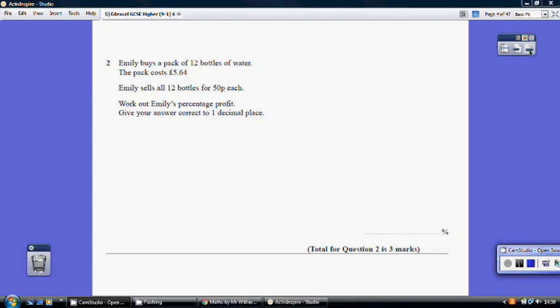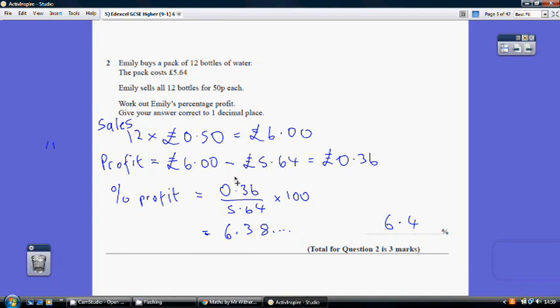Question 2. So I start off by working out what the profit is. So to work out the profit, I need to have my total sales value and take away my costs. So how much money did I make? Well, I sold my 12 bottles at 50p each. £0.50. So 12 of those brings in £6.